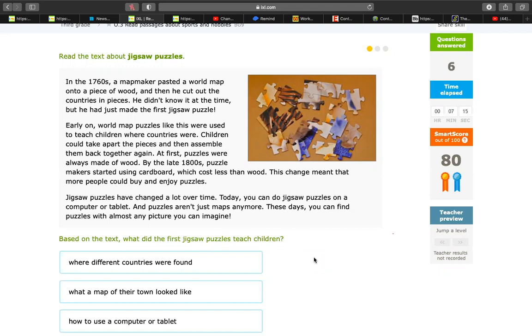At first, puzzles were always made of wood, but by the late 1800s, puzzle makers started using cardboard, which cost less than wood. This change meant that more people could buy and enjoy puzzles. Jigsaw puzzles have changed a lot over time. Today, you can do jigsaw puzzles on a computer or tablet, and puzzles aren't just maps anymore. These days, you can find puzzles with almost any picture you can imagine.